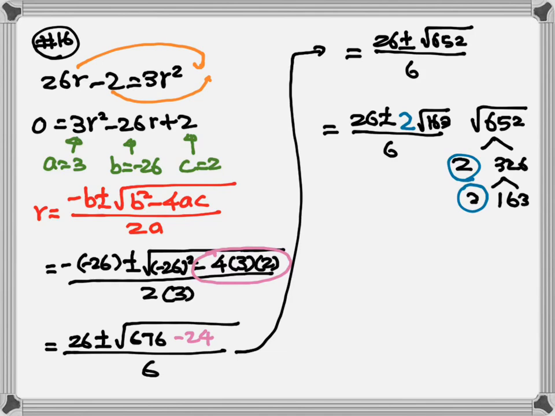After that, let's check all the 3 numbers outside. All 3 numbers are even numbers, so we can reduce by 2. The smallest number here is 2, so we're going to reduce by 2. So this will be 13 plus minus square root of 163 over 3. Then that's the answer.